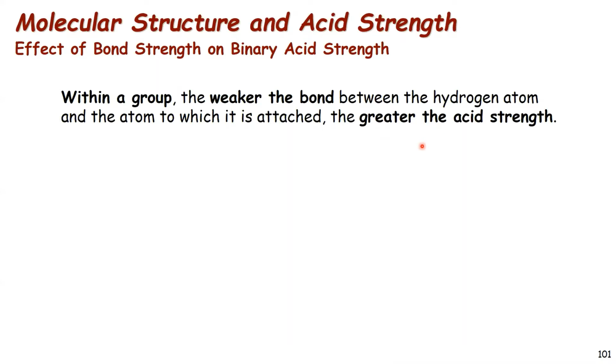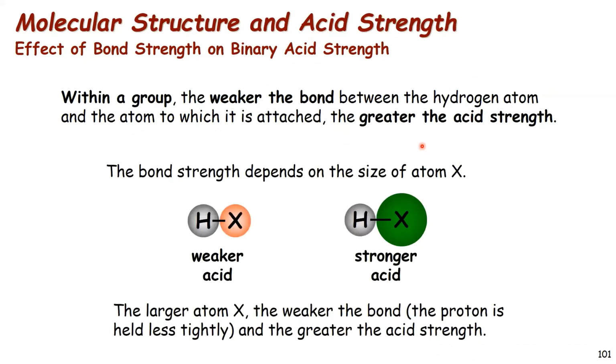Well, what do we know about bond strength going down a group? Well, we know as we go down a group, the atoms become larger, and the farther away the nuclei, the weaker the bonds, which again means that the hydrogen is going to be able to escape more easily. So here we have two hydrogen acids, so binary acids, so there's just hydrogen and a nonmetal. And again, the bigger the atom becomes, the weaker the bond becomes, and thus the stronger the acid. It's easier for this guy to escape.